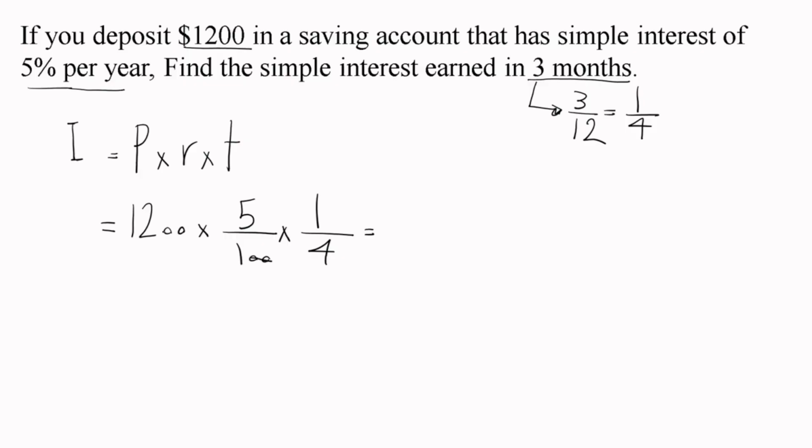I can drop these two zeros. I can simplify that. By 4 is going to be 1. By 4 is going to be 3. So it's going to be $15 in 3 months based on simple interest.